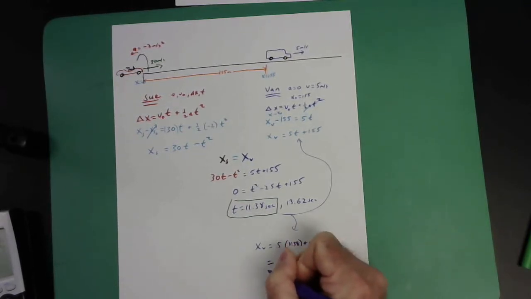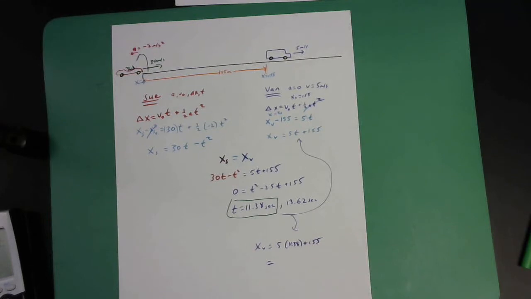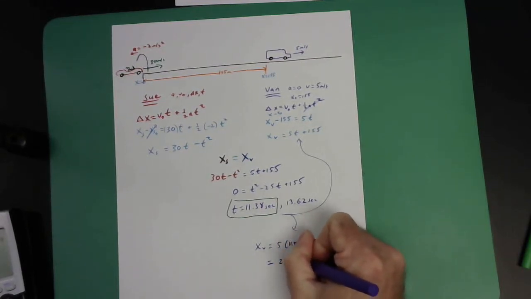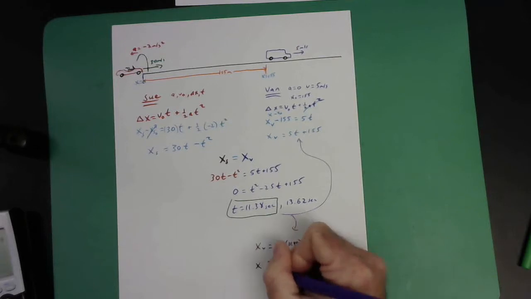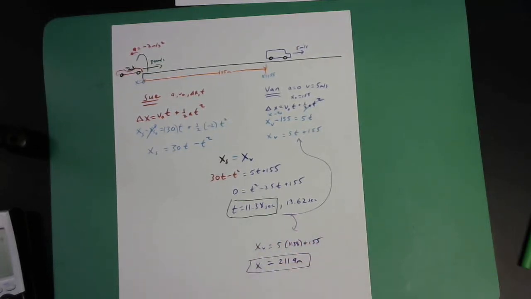So how far into the tunnel does that collision occur? I get a value of 211.9 meters into the tunnel as the position of the collision. Now you might say to yourself, 211 meters, that seems really long. That's like a couple football fields. Yeah, this tunnel's that long. All right, hey, we're good with this, right?